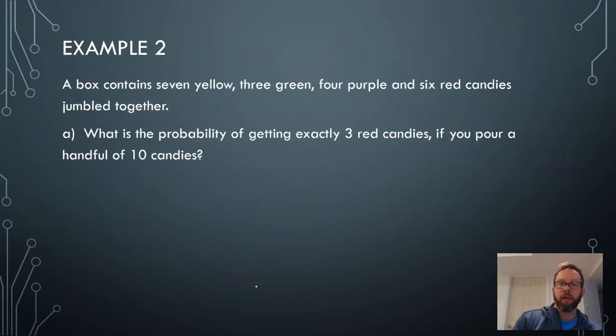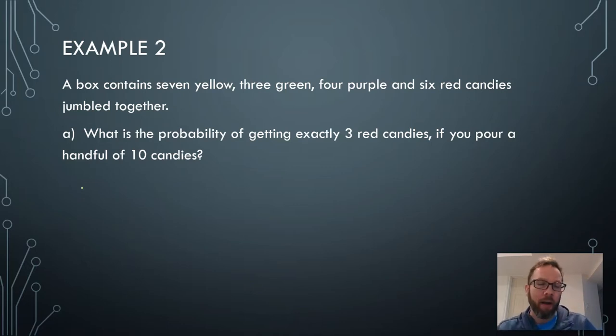Let's look at another example. So maybe try this one on your own. We have a box containing 7 yellow, 3 green, 4 purple, and 6 red candies jumbled together. We are going to get a handful of 10 and find the probability of getting exactly 3 red candies. So I'd like you guys to try it.